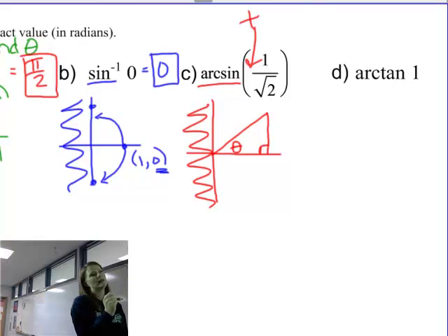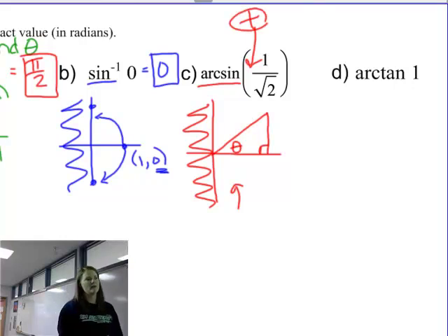So if it was a -1/√2, would you be in quadrant 4? Exactly. Cool. Okay, so this plus or minus that we don't write is really important right there. You have to pay attention to what you're asking, or what the question is asking rather.